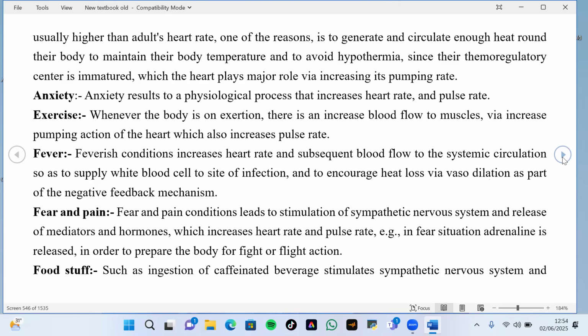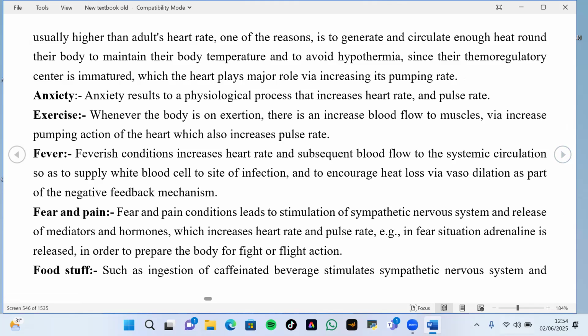white blood cells to the site of infection and to encourage heat loss via vasodilation as part of the negative feedback mechanism. Fear and pain lead to stimulation of the sympathetic nervous system and the release of mediators and hormones, which increase heart rate and pulse rate. For example, in a fear situation, adrenaline is released in order to prepare the body for fight or flight action.